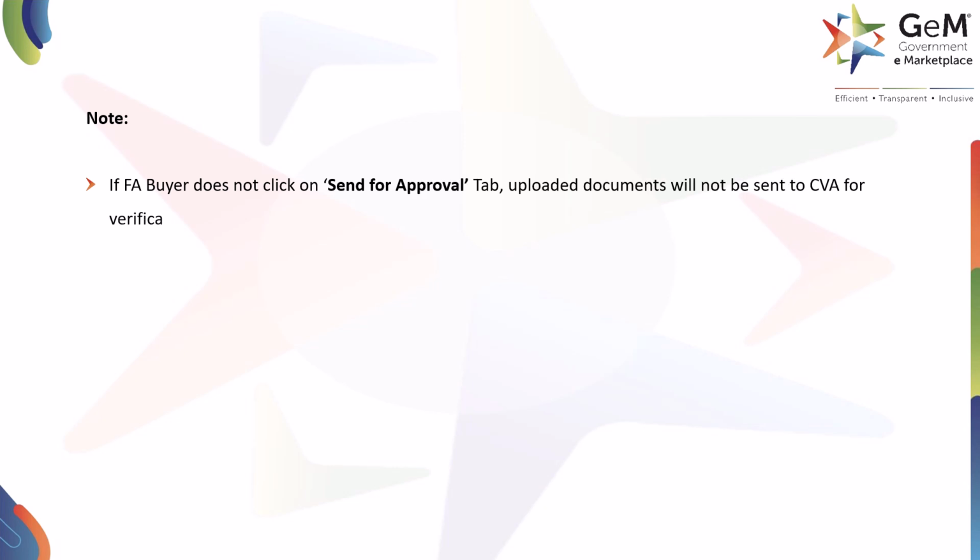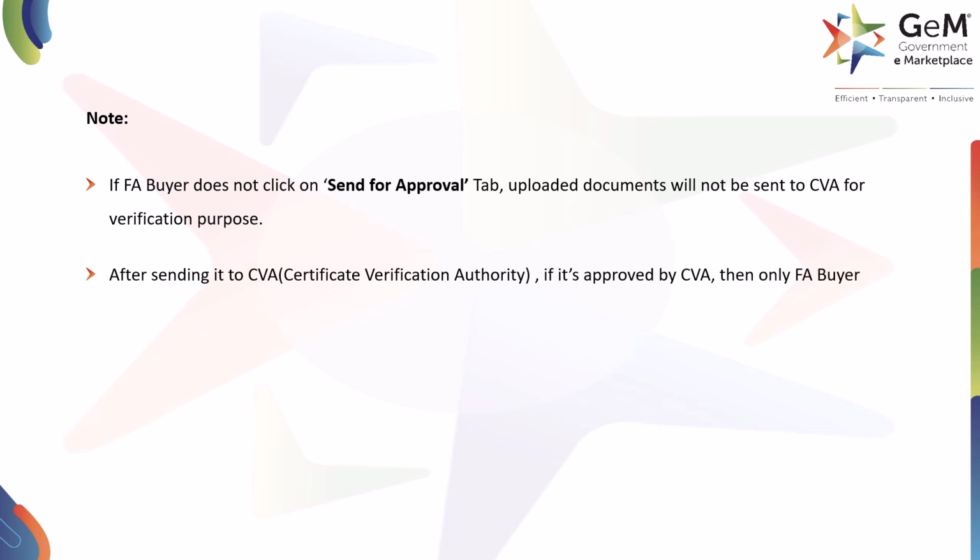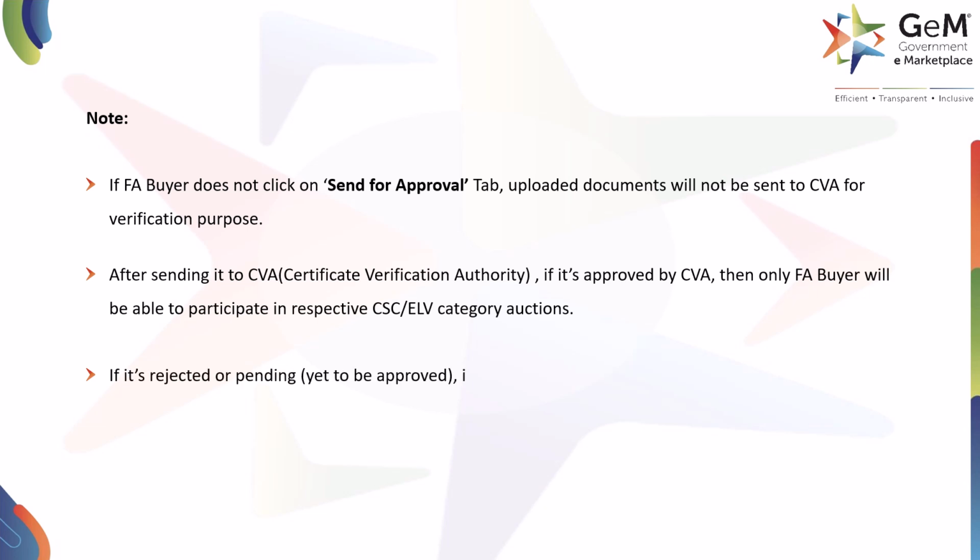for verification purposes. After sending it to CVA, Certificate Verification Authority, if it's approved by CVA, then only the FA buyer will be able to participate in the respective CSC, ELV category auctions. If it's rejected or pending, yet to be approved, in that case the FA buyer will not be able to participate in the respective CSC, ELV category auctions.